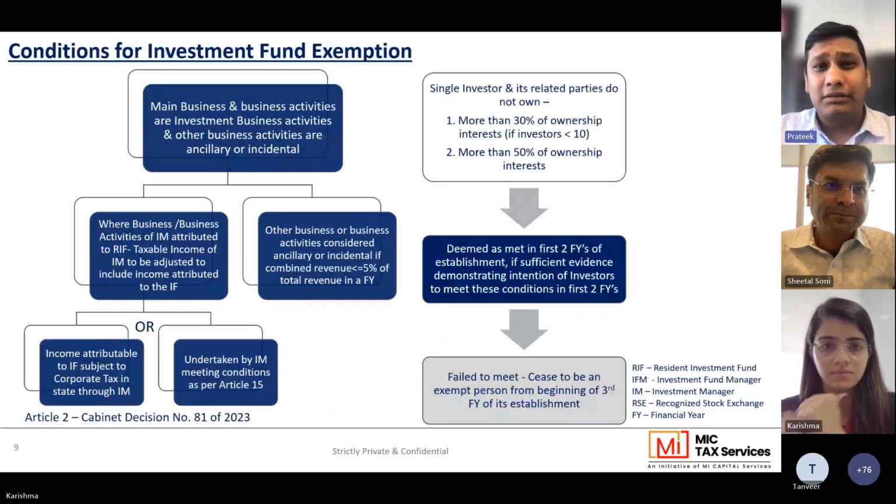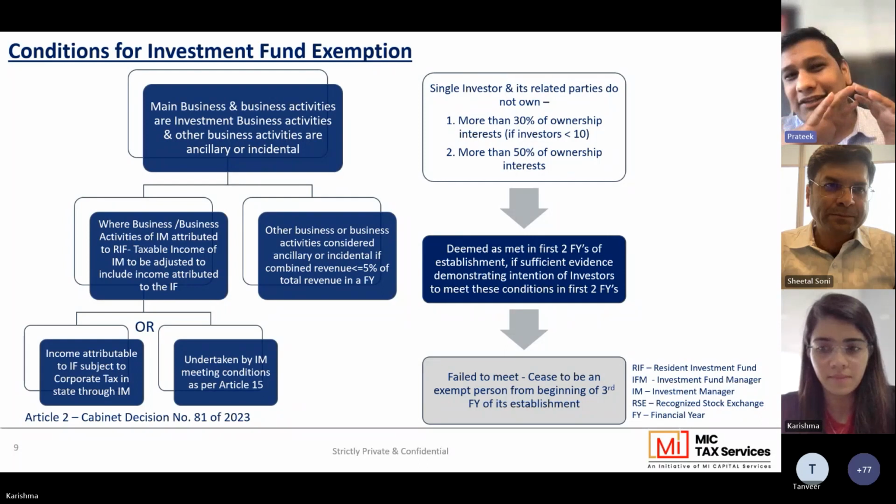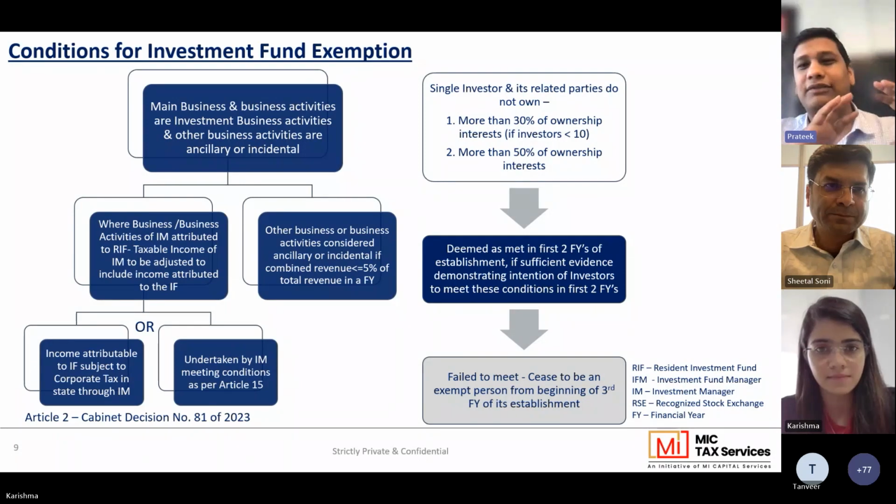Moving on to the very interesting topic of investment fund manager, which is very, very critical when it comes to the investment fund manager exemption. But that will be covered later on by Karishma. I would just give you an overview of REIT in terms of the funds.